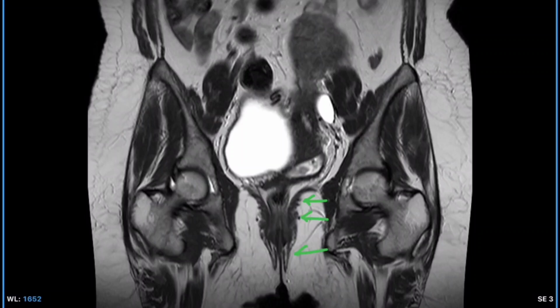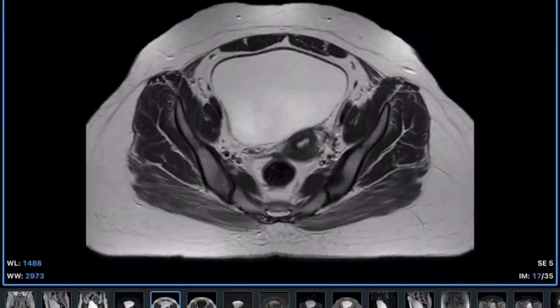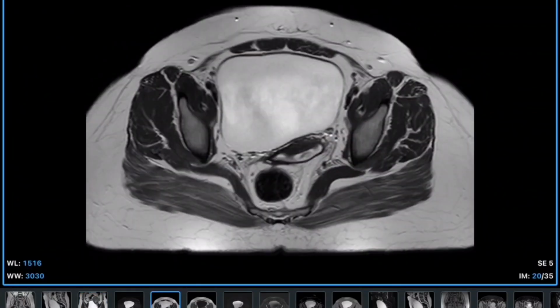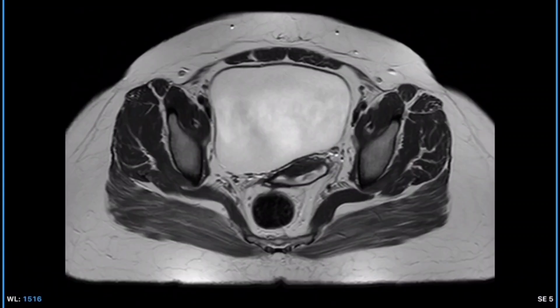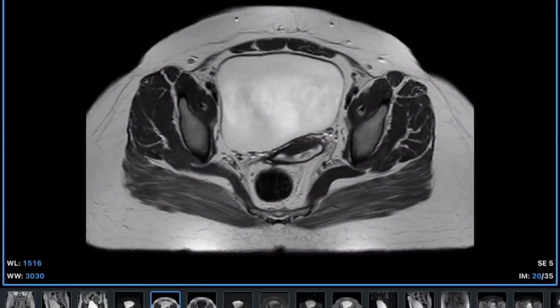Okay, and in the axial images, we have to localize the anterior peritoneal reflection. See, this is a female patient. This is actually the Siegel sign. See, there is this thin structure, this one. This is the anterior peritoneal reflection.